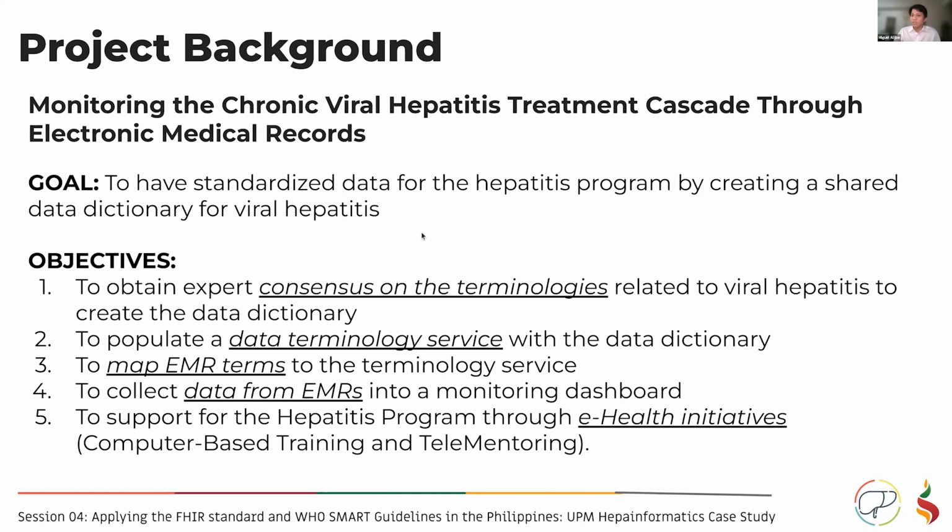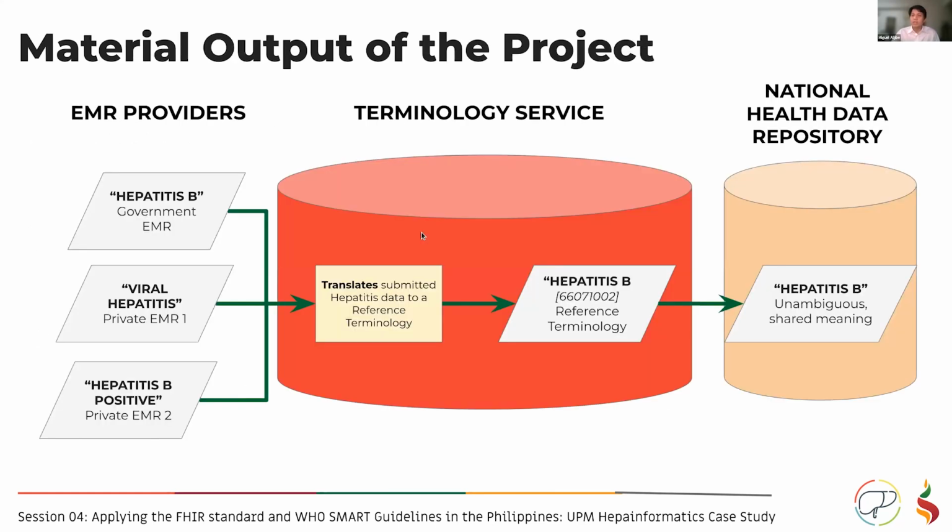So the goal of this project is to utilize FHIR to create a terminology system such that when you have your EMRs, whether they're from government or from the private sector, and they use different terms for hepatitis, let's say one calls it hepatitis B, another system calls it viral hepatitis, when it goes through the terminology service, it's translated into the proper standard. And then you can aggregate and combine the data. And when we pass it on to the national government, or for example, the health insurance company, there's now just one single term, hepatitis B, let's say, that's unambiguous and has shared meaning.